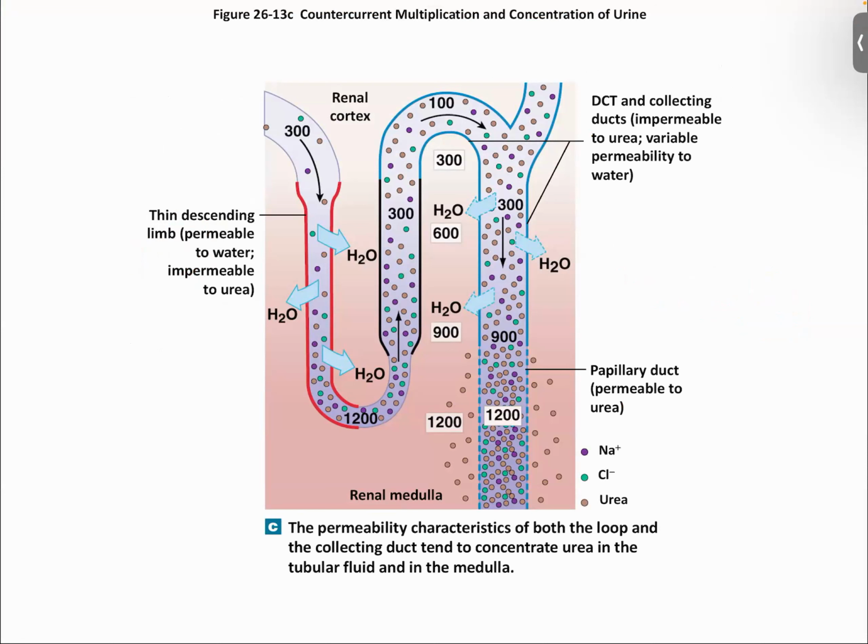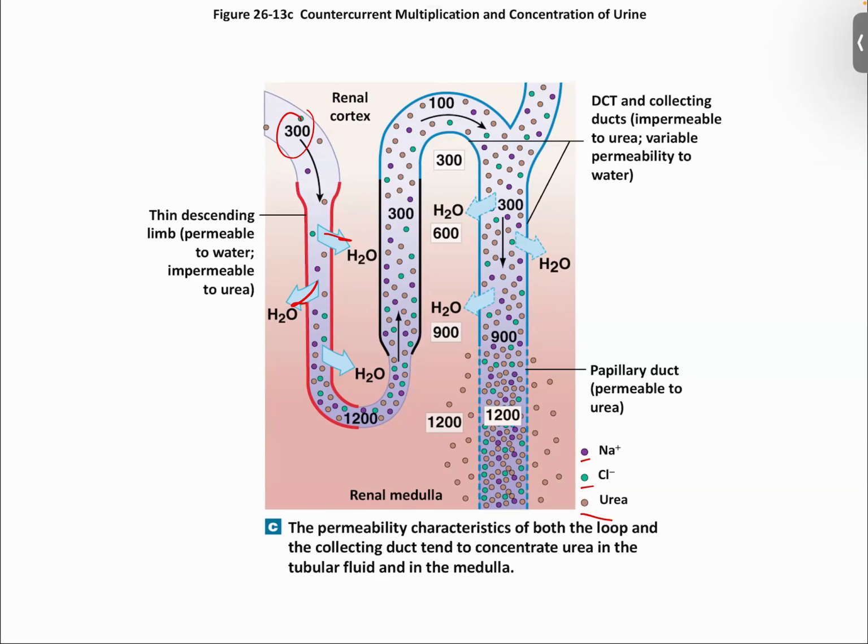So here we have our PCT coming in at about 300 milliosmoles. It's going to be going down the loop, right, the descending loop, where you're going to be wringing out all of your water. Now, a couple of things I want you to pay attention to here are the solutes. We have a couple of different metrics in solutes here. We have the little purple circles, which are sodium, the little green circles, which are chloride, and then the little brown ones are urea.